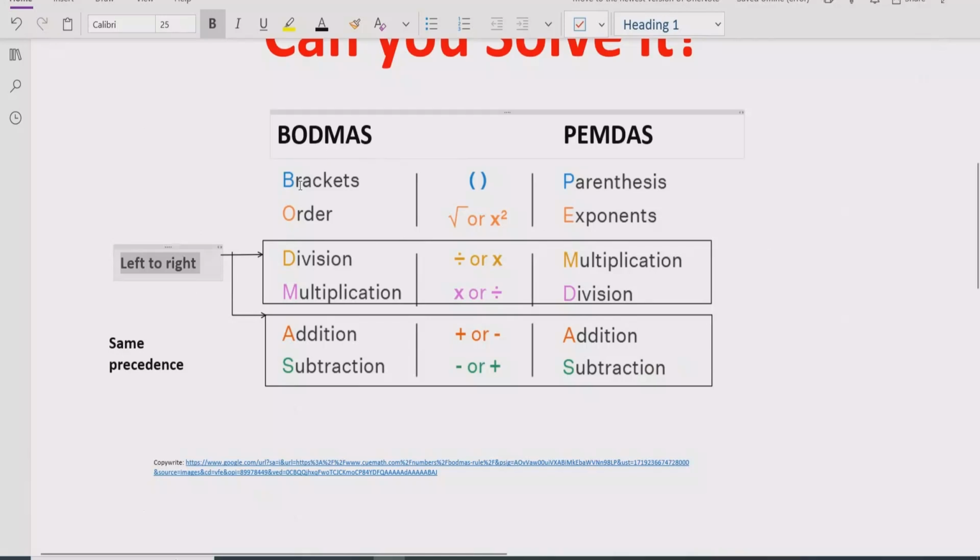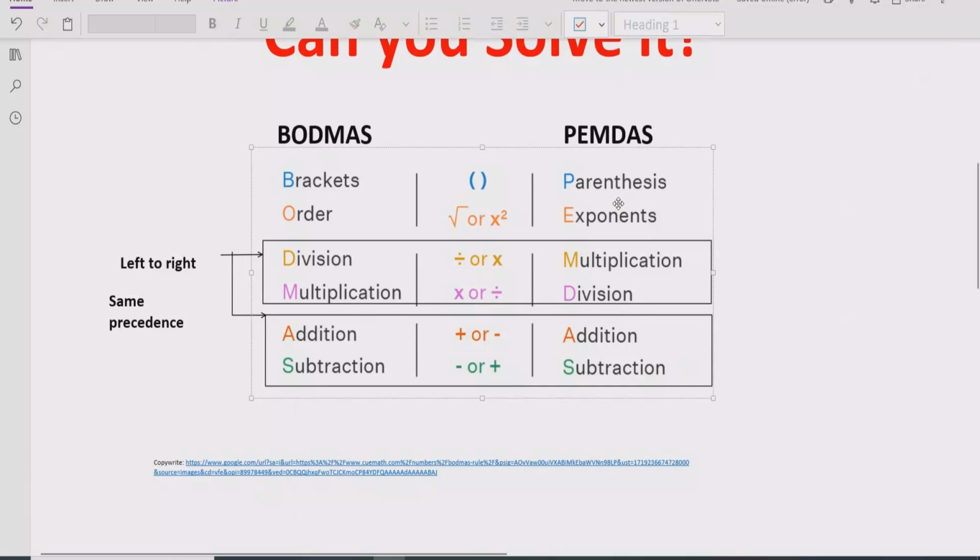The rule says if your expression contains any bracket or parenthesis, you have to solve that part first in your expression. After the bracket, you have to look at the power of any number. If your expression contains any number which has a power, you have to solve that part after the bracket.